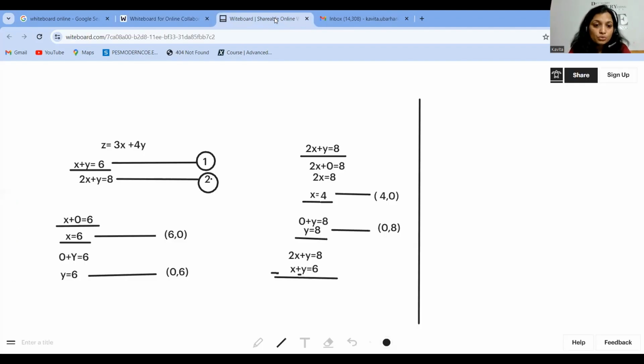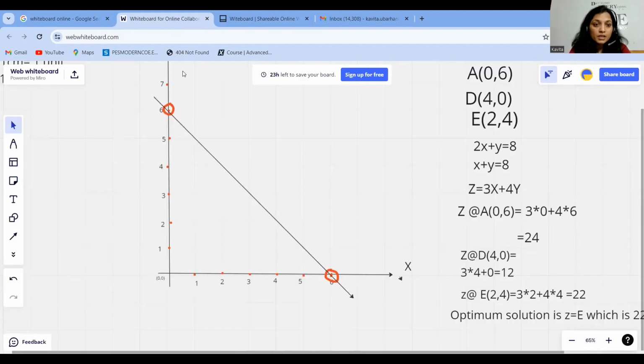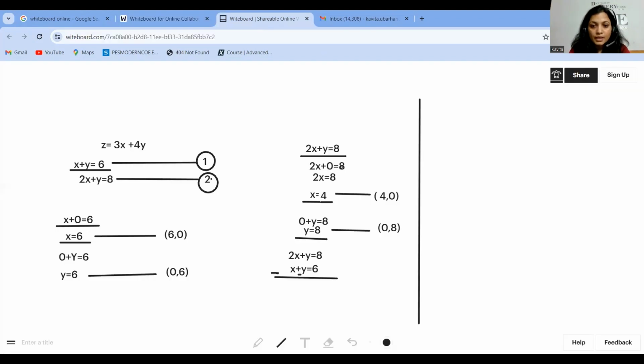Now equation number 2, that is line number 2, the points of intersection with the axes. First point of intersection is 4, 0 and second is 0, 8. 4, 0, this is the point, and the second one is here, 0, 8.